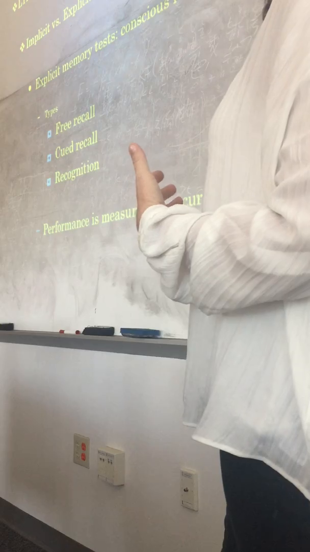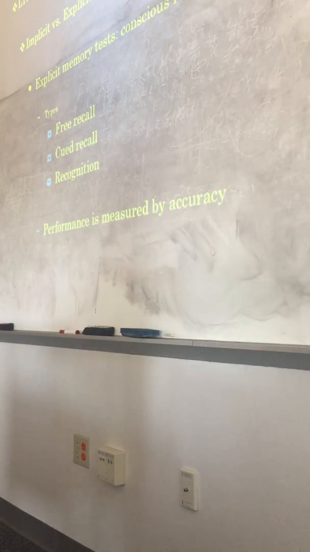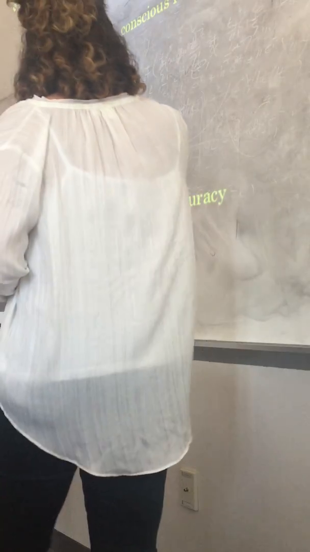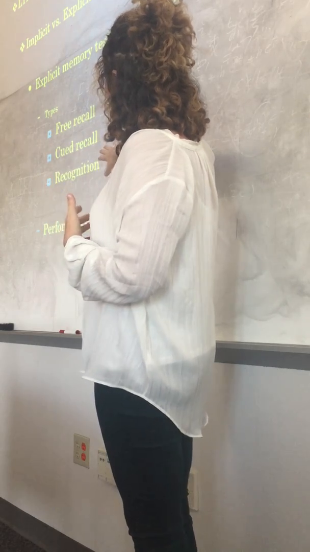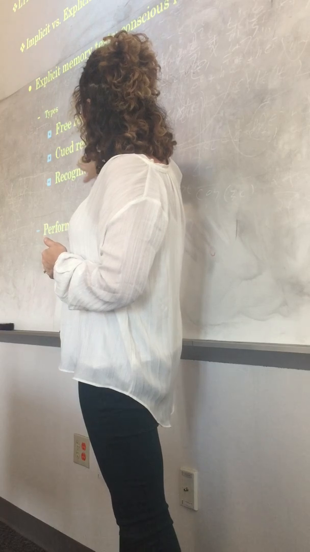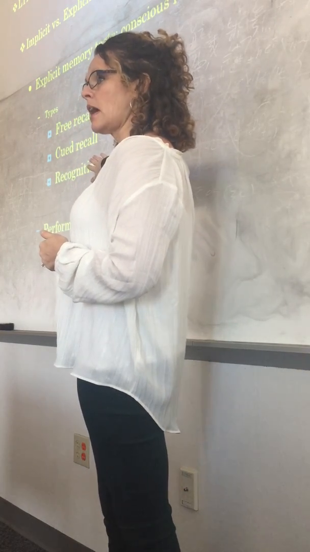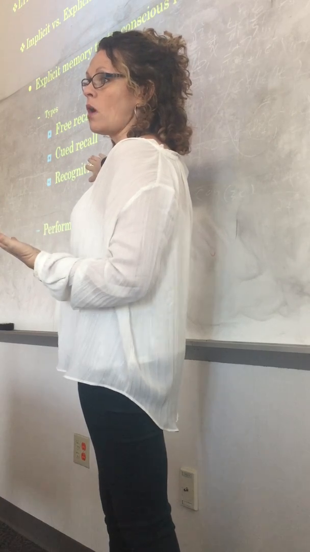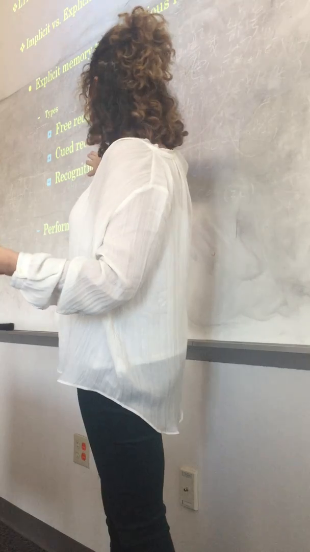Implicit versus explicit memory. Explicit memory involves more conscious recollection where implicit does not. I mean, that's really the only difference between them. We do have some different types of recall that require us to put out some conscious effort. Three of those types are free recall, cued recall, and recognition. Recognition, we've already mentioned, is like a multiple choice test. You've got four options and you have to recognize which one is the correct answer.